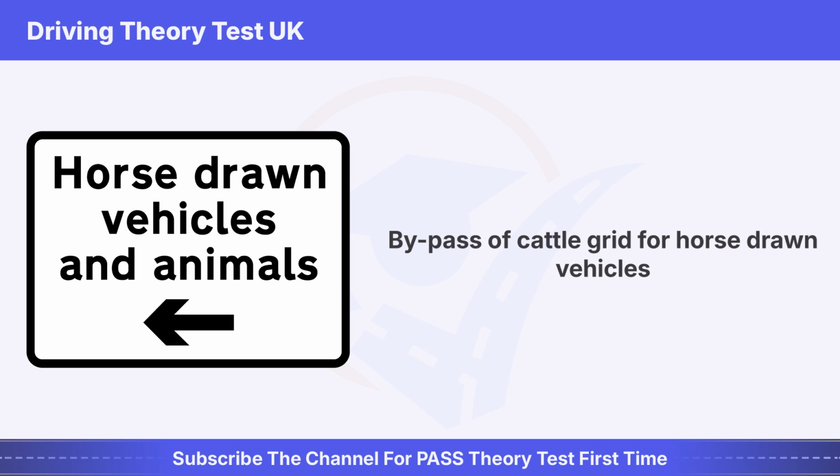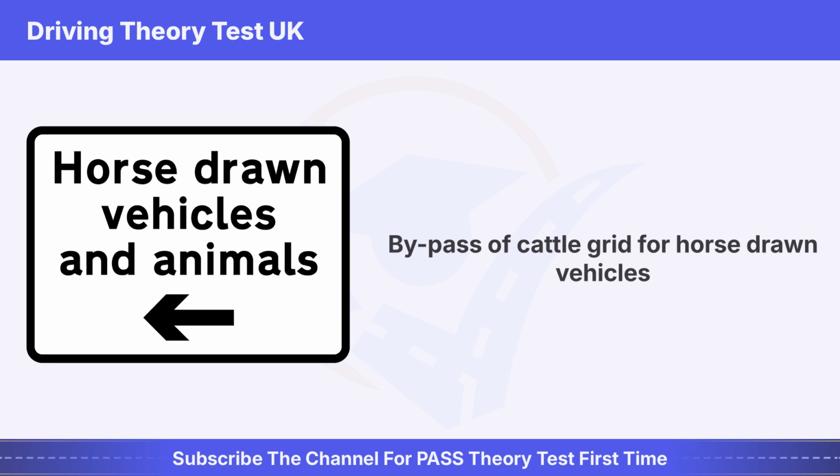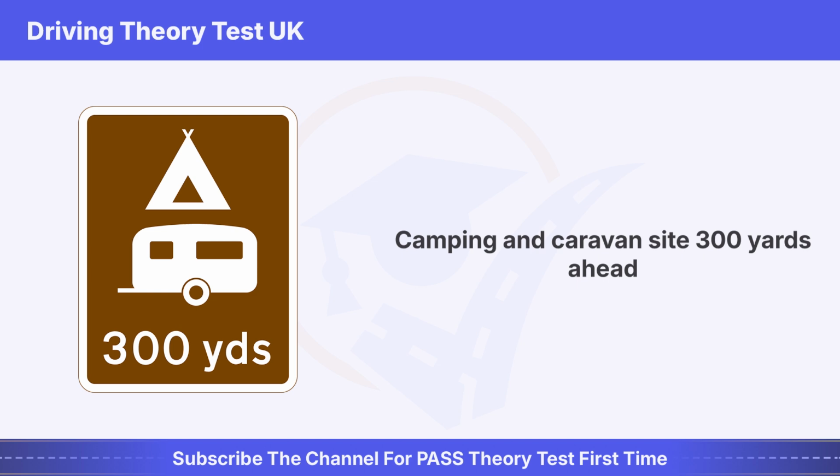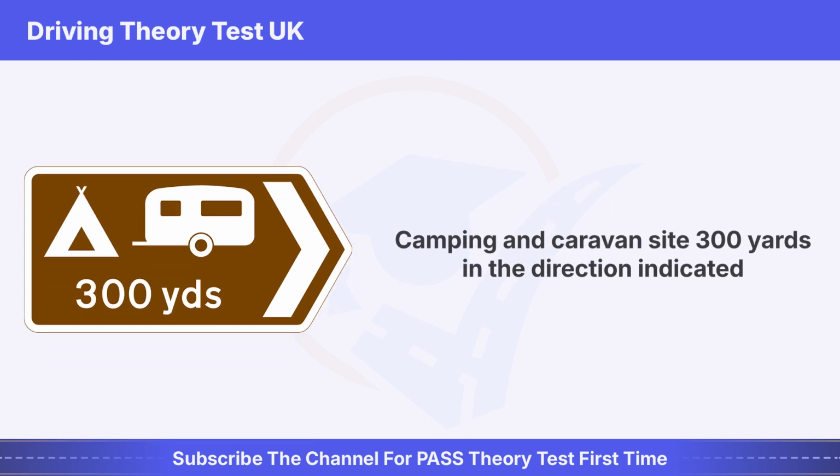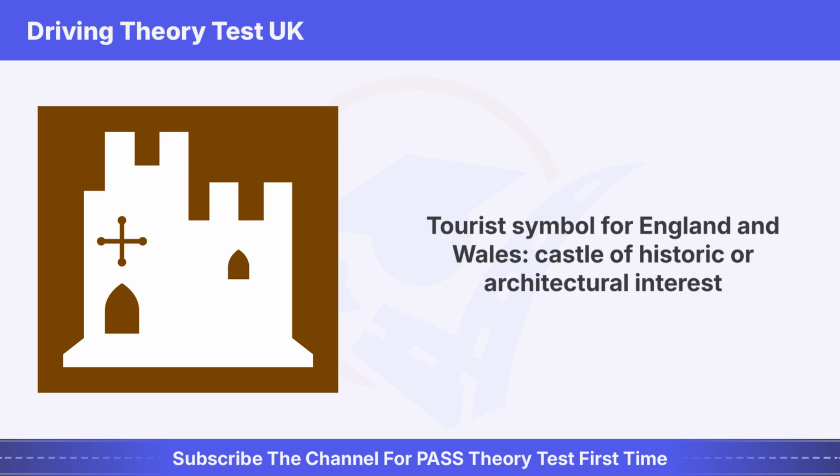Bypass of cattle grid for horse-drawn vehicles. Camping and caravan site 300 yards ahead. Camping and caravan site 300 yards in the direction indicated. Tourist symbol for England and Wales. Castle of historic or architectural interest.